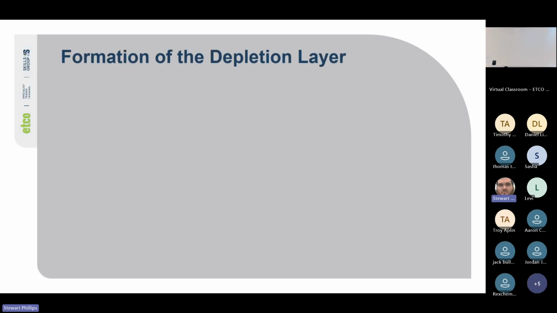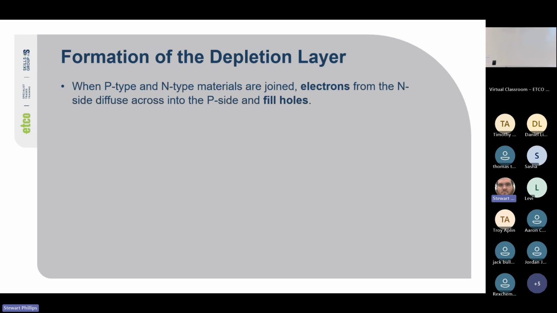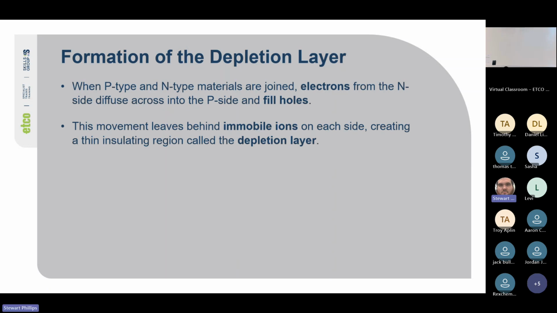Cool. So the formation of the depletion layer. If any of you have read through the learning resource, you've learned about the depletion layer. When we join P-type and N-type materials together, electrons from the N side diffuse across into the P side and fill the holes. This movement leaves behind immobile ions on each side, creating a thin insulating region called the depletion layer. These immobile ions have less electrons and no holes, so the region has no free charge carriers. It acts like a barrier.